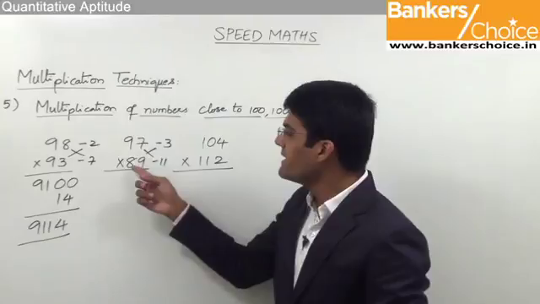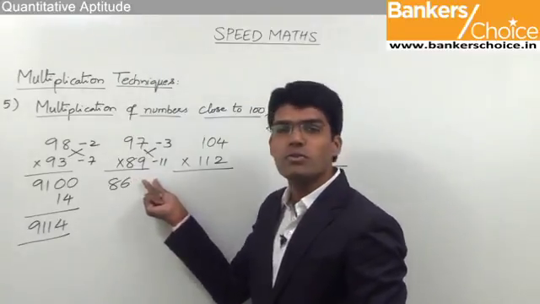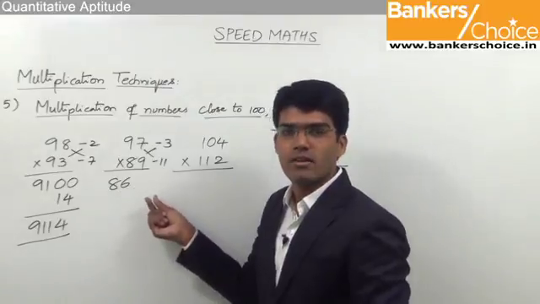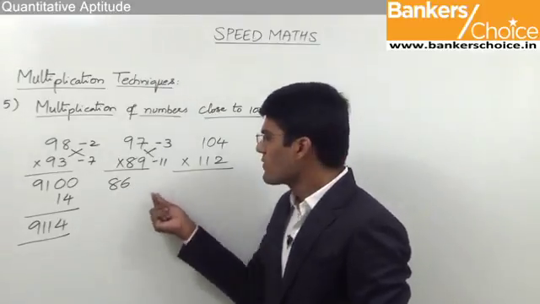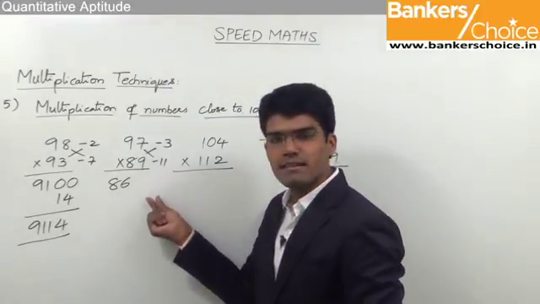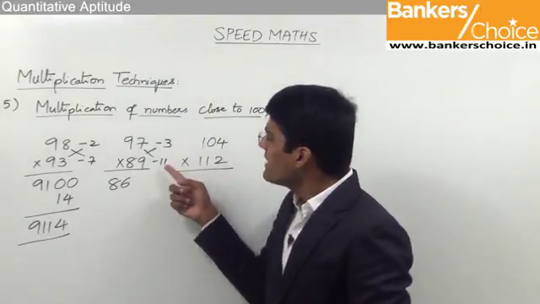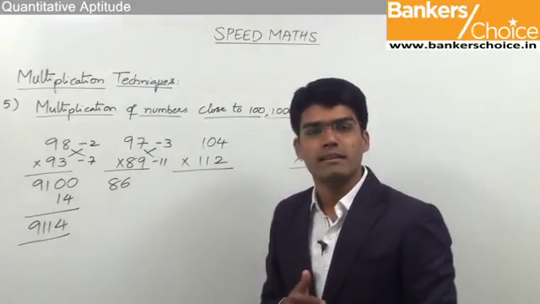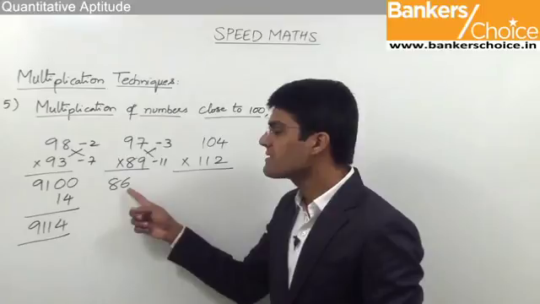And we also understand that this 86 is followed by 2 zeros. This is 8600. So we can write 2 zeros and then add the result. Otherwise, minus 3 into minus 11 is plus 33. Now 8600 plus 33 will be 8633. So directly we can say that the answer is 8633.